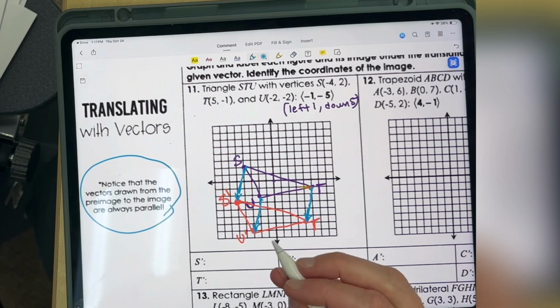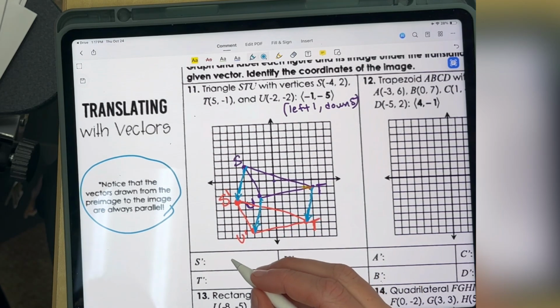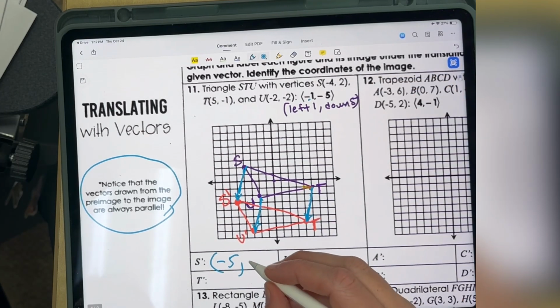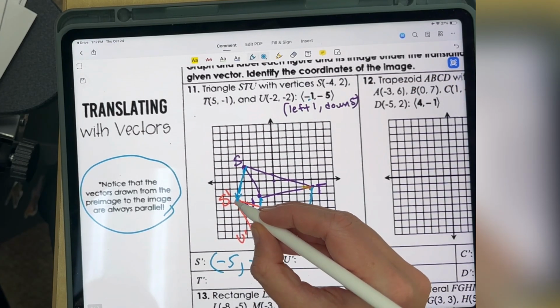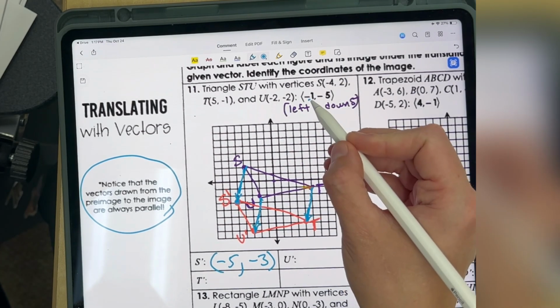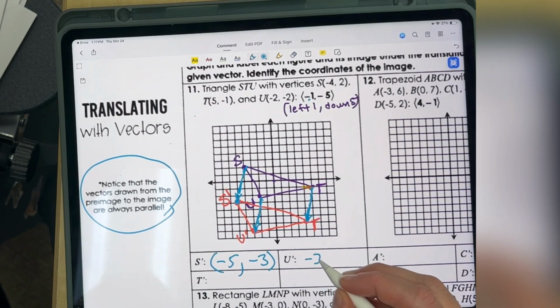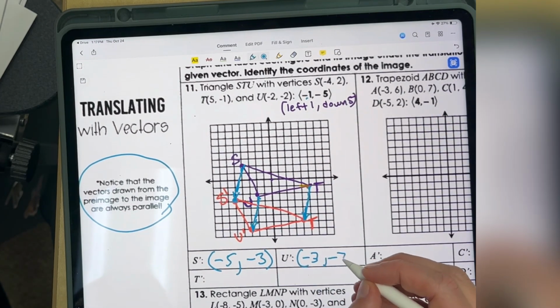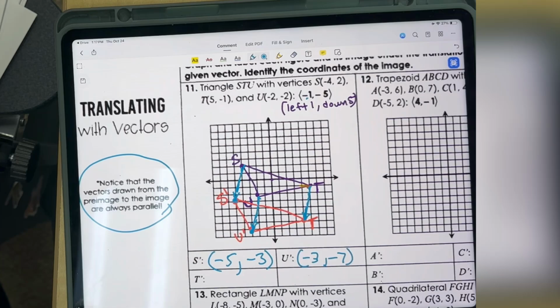All right, so where were these points located? S prime was at 4 minus 1, which is -5. 2 minus 5 is -3, and that's where that one was. Okay, U right here, -2 minus 1 should have been -3. -2 minus 5 would have been -7, which is right here. So we did that correctly.